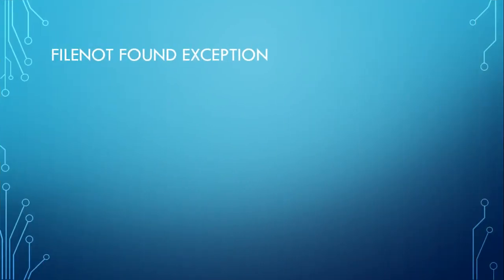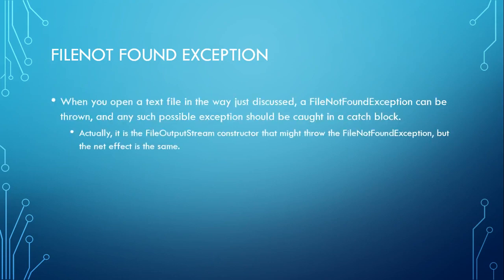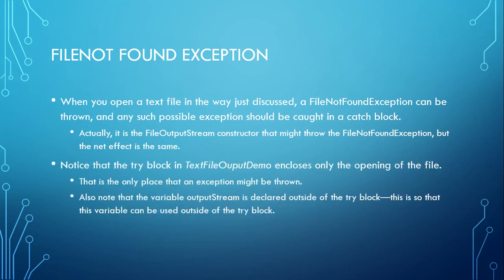All right, now we need to, of course, discuss FileNotFoundException, because this is a very important exception within input and output. When you open a text file in the way just discussed, a FileNotFoundException could be thrown, and any such possible exception should necessarily be caught in a try block. And it's not the PrintWriter that does this, it's actually the FileOutputStream constructor that throws the FileNotFoundException. But ultimately, the effect is still the same, whether you're using PrintWriter or the output stream.